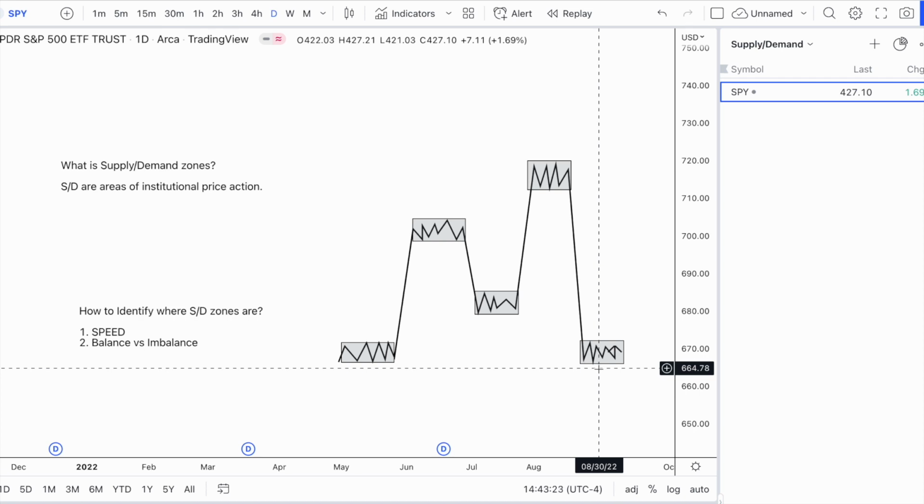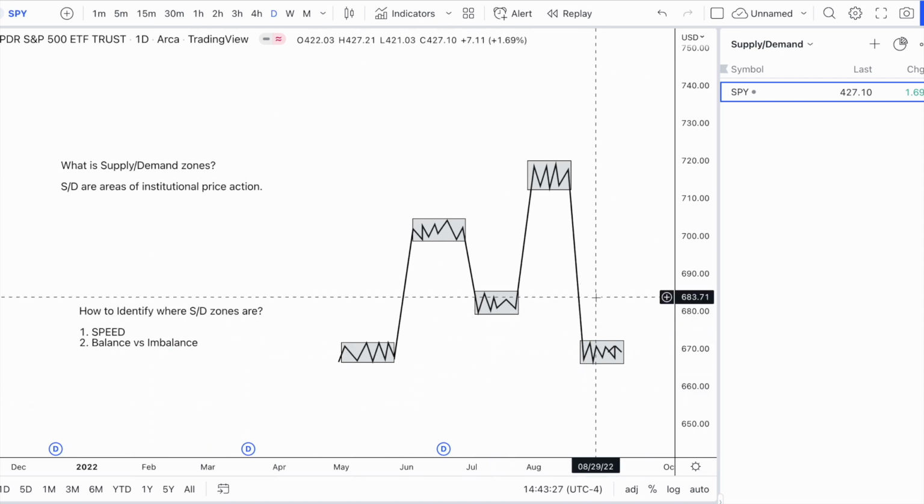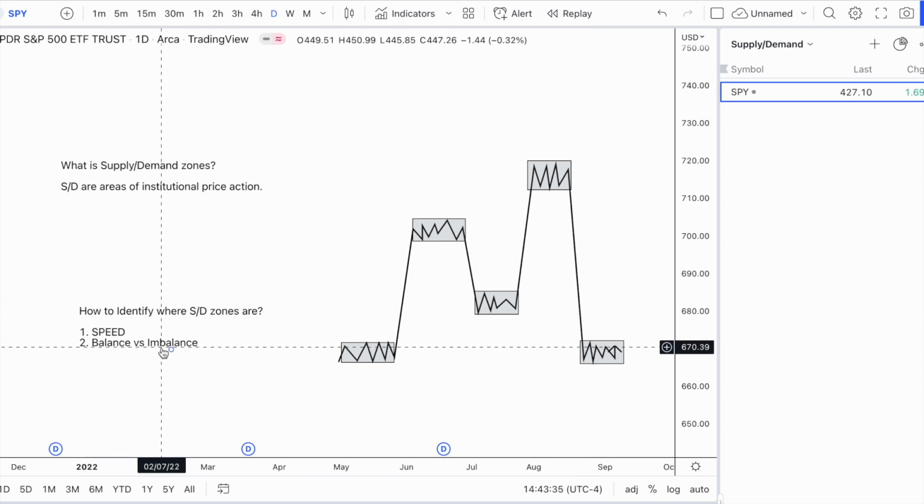Well, it's about two things, right? One of them is knowing your balance versus imbalance. So knowing what a stock looks like, how a stock chart moves. The second thing is going to be speed, okay? And I capitalized it because it's very, very important, right? Supply and demand zones are only caused by speed, right?